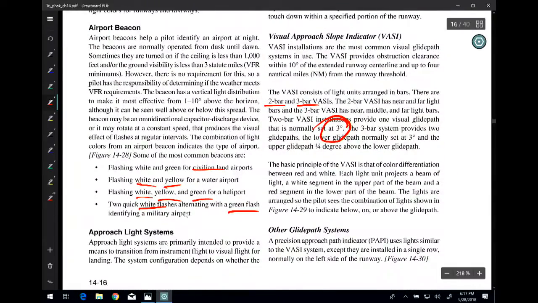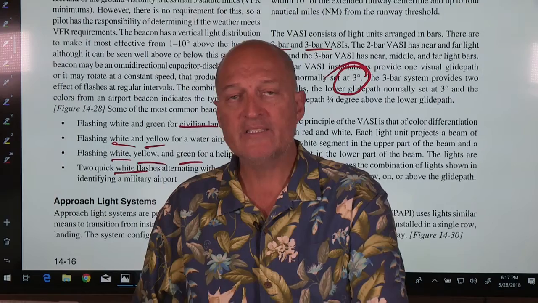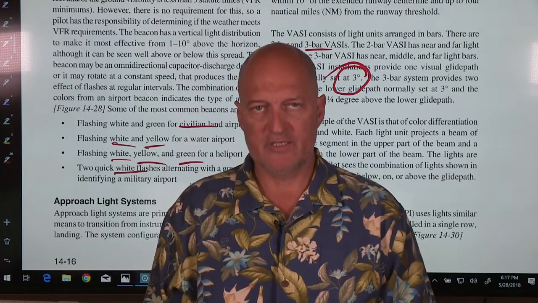For the military, it's a little bit different because you have two quick white flashes and then a green flash. So you'll have white, white, green, white, white, green. And that is going to be a military airport. Why is this important? Two things.